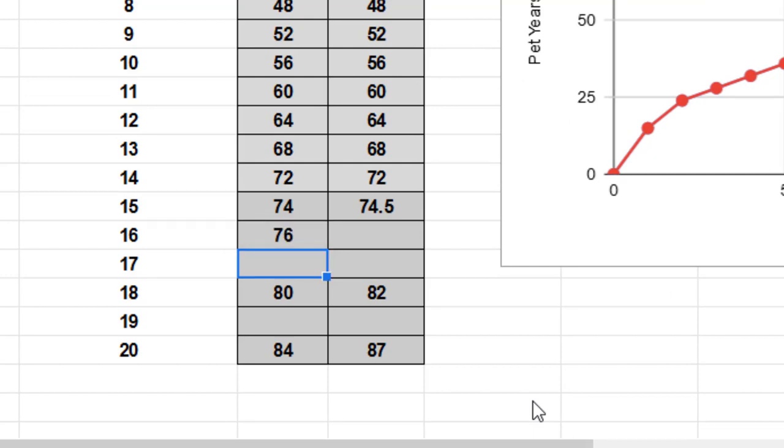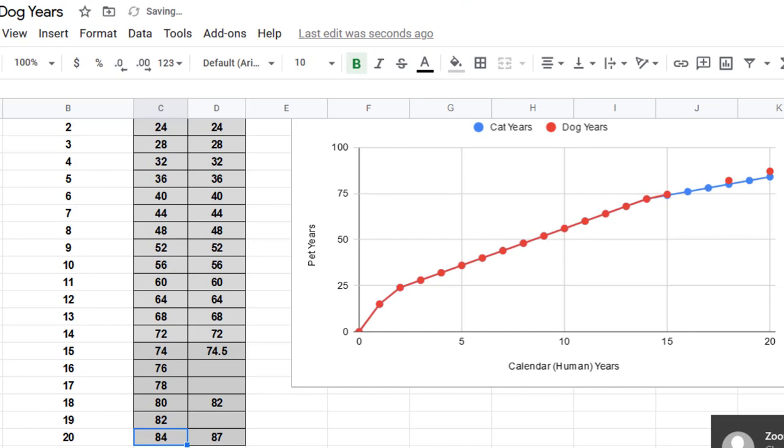This should be 78. That's already 80. And then this should be 82. And look at that. That's absolutely perfect. That literally falls in a perfectly straight line right as we go. And I think we're going to answer the next question here. That appears to be 2 cat years for every 1 calendar year, every 1 human year.